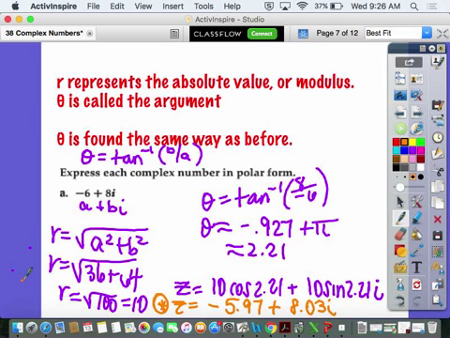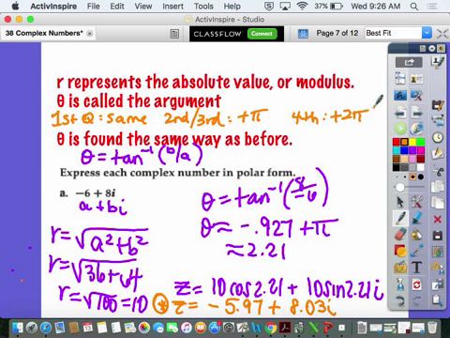Let's recap just real quick with theta. When it's in the first quadrant, you leave it alone. Second and third, you add 180, or pi. And the fourth, you add 360, or 2 pi. So definitely want to double check exactly what quadrant that's in. If A is negative and B is positive, you are looking straight into the second quadrant, okay?